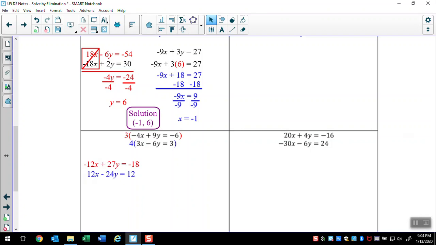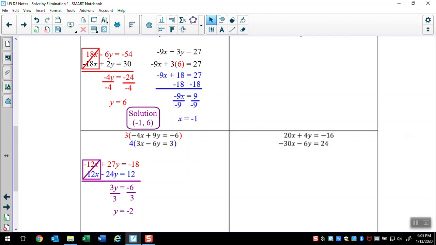Well, now I have my additive inverses. I can eliminate my 12s, and I can add the rest together. So I've got 27y minus 24y, which gives me 3y is equal to negative 6. Now to finish solving, I can divide both sides by 3, which gives me y equals negative 2.